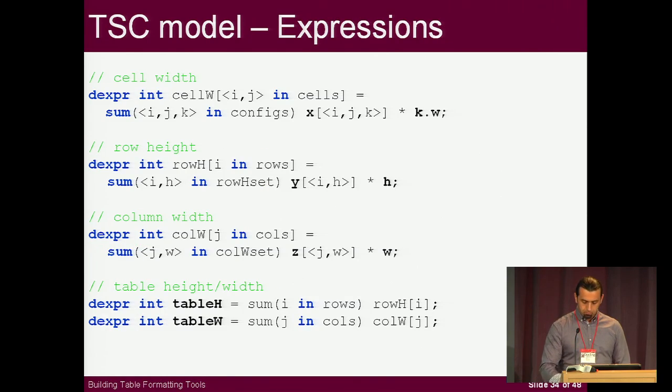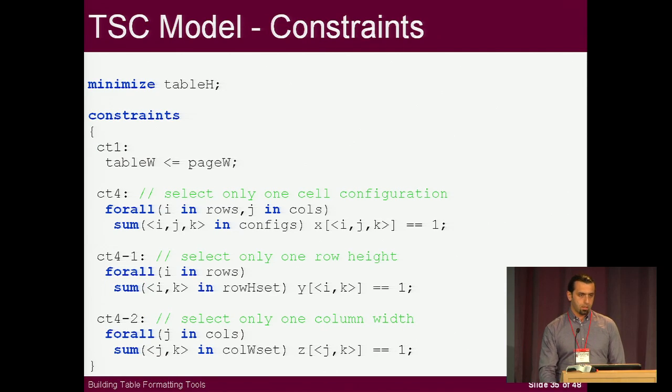The cell width is expressed as a product of the width of the cell and the decision variable that has been found. Similar way for the row height and for the column width, they are binary variables, and the width and the height of the table are just simple sums of those row heights and column widths. And the problem is to minimize the table height, where the following constraints need to be respected.